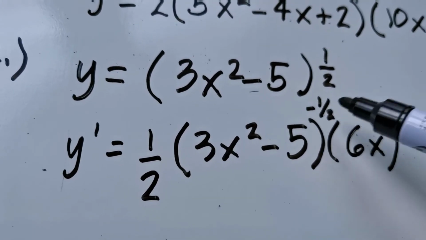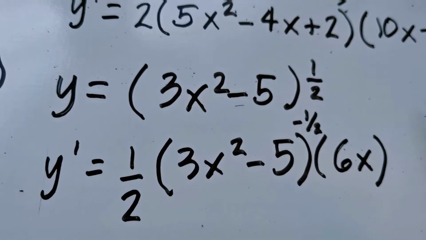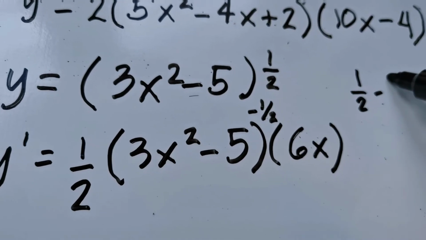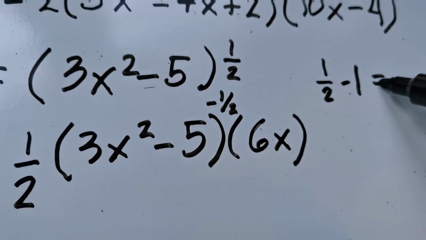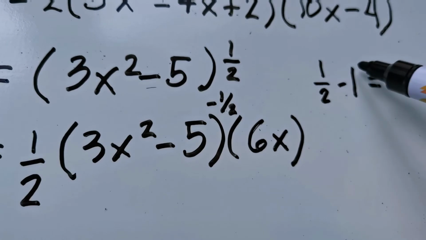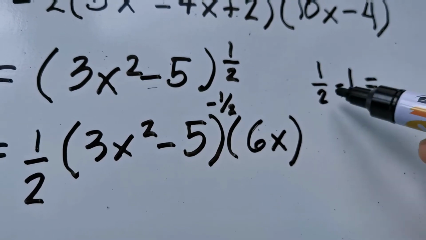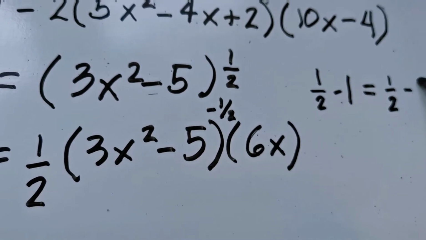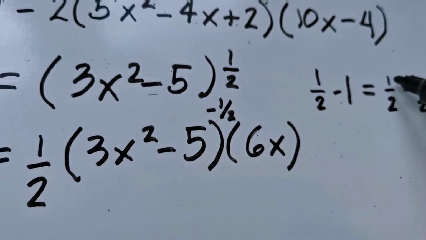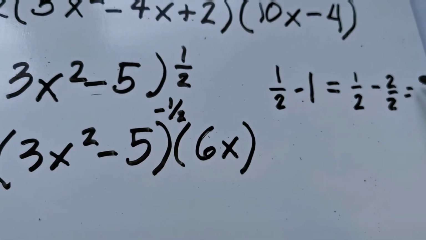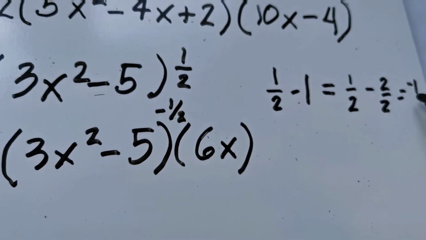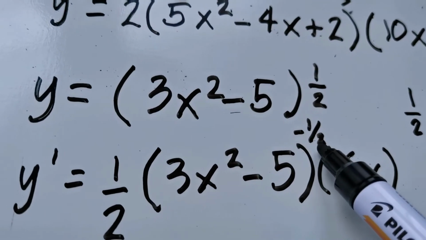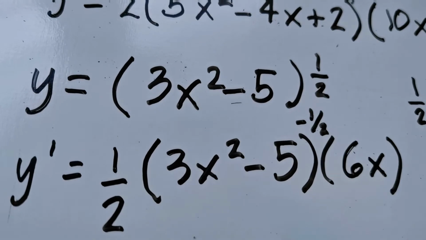Why is it negative 1/2? We have 1/2 minus 1. We have to write 1 as 2 over 2. So we have 1/2 minus 2 over 2. So we have 1 minus 2 is negative 1/2. So that's why our exponent here is negative 1/2.